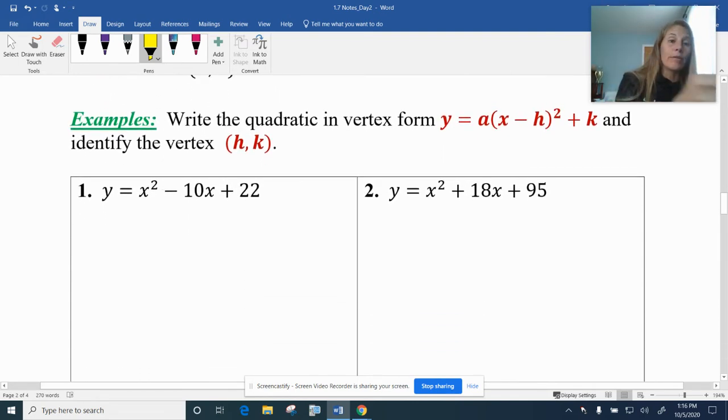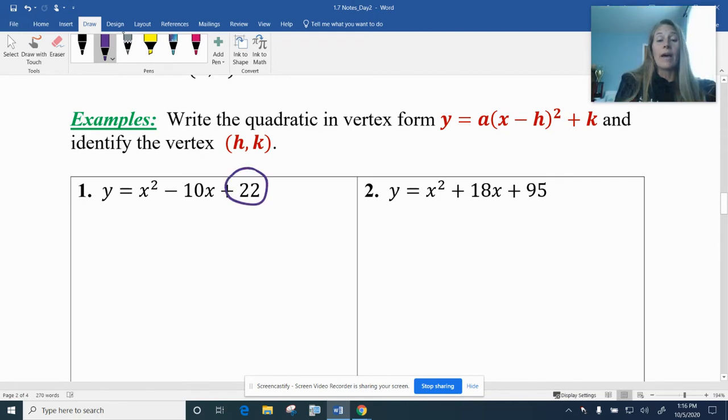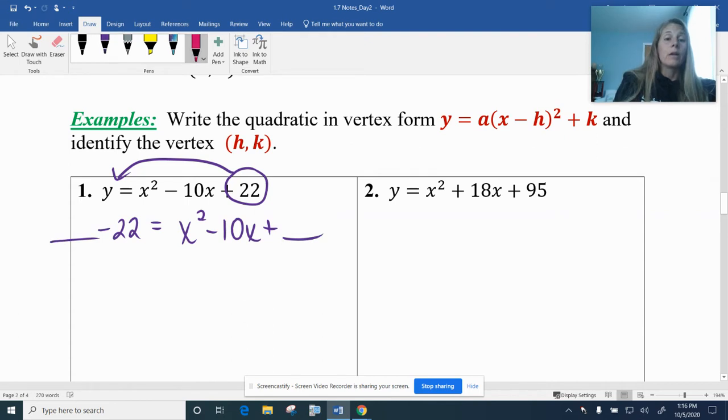Okay, so for example, for this one, I don't want this 22 here because I can't factor this with the 22. So if I move my 22 over, and I have the -22 over there, and I just pretend the y is not there for a little bit. Now I can figure out what that third number is. Okay, so I'm going to have to do 10 divided by 2, which is 5. 5 squared is 25. Okay, so now we're going to factor this out.